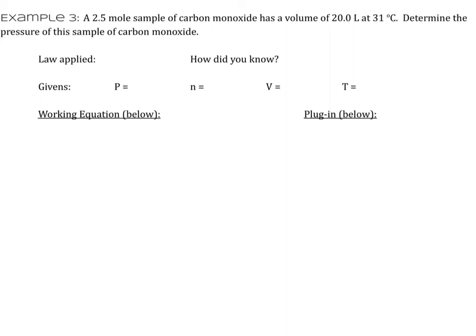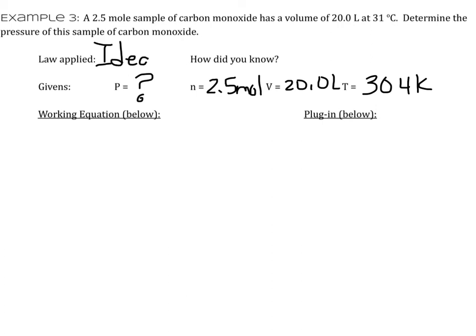In this example, we have an actual amount of gas, so we have 2.5 moles of carbon monoxide with a volume of 20 liters at 31 degrees Celsius, which is 304 kelvins, again, because I added 273, and I'm looking for the pressure of this sample. So if you have a set of conditions and not an initial or a final, and additionally you have P, N, V, and T just like you did in the molar mass of a gas lab, this is when you are applying the regular ideal gas law. Okay, so you have in this case P, N, V, and T.